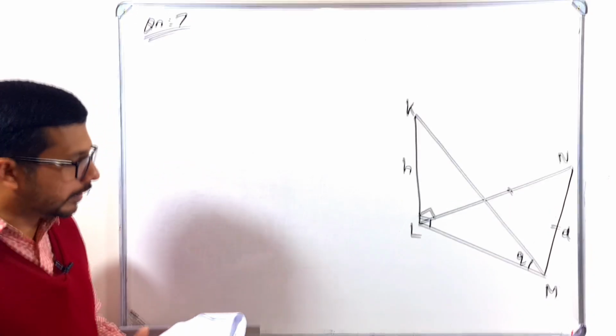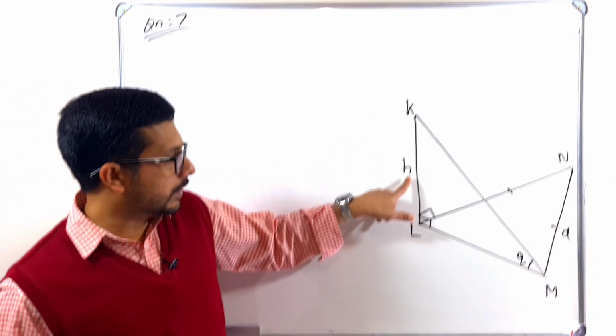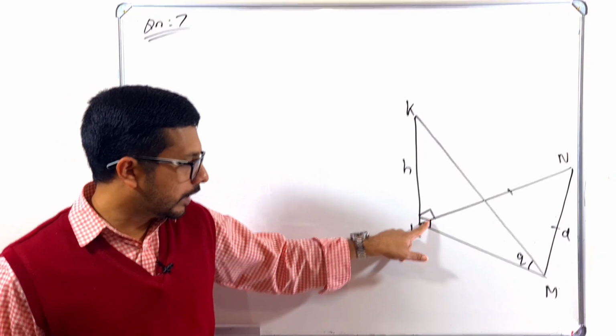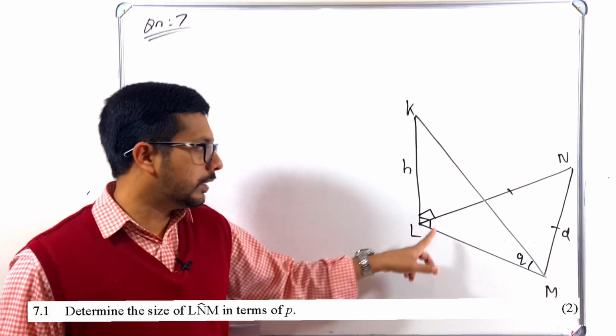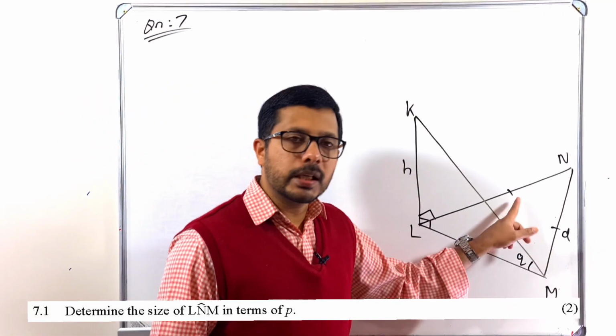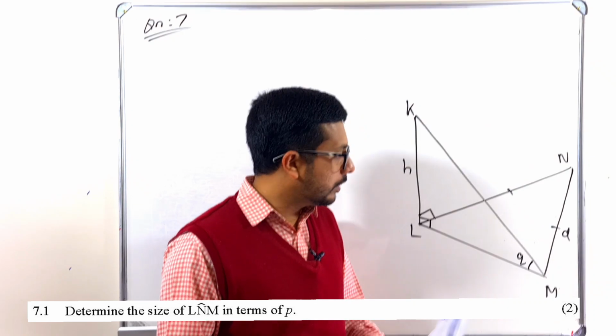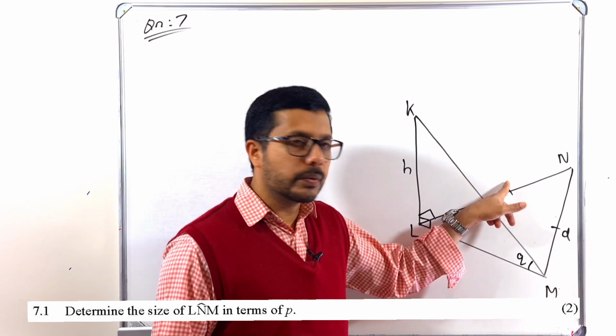So what are the given ones? It is given that this length is h, this angle is 90, and also this angle is 90. These two sides are equal in length, that is this is d, so it means that this one is also d.